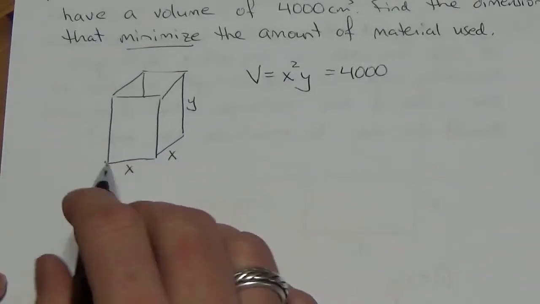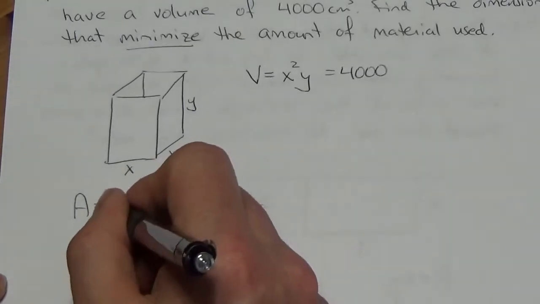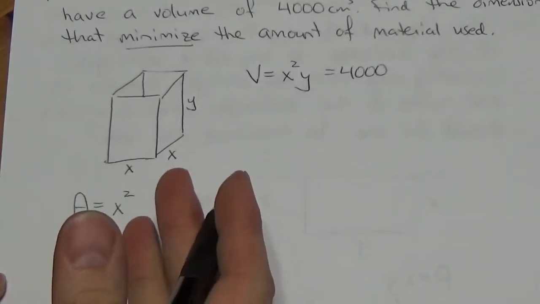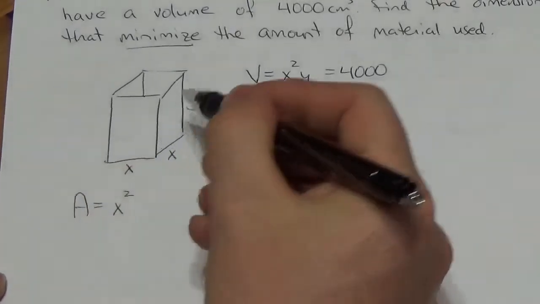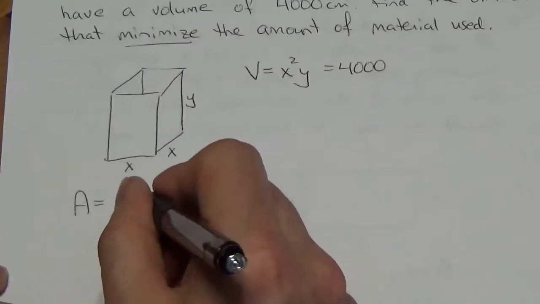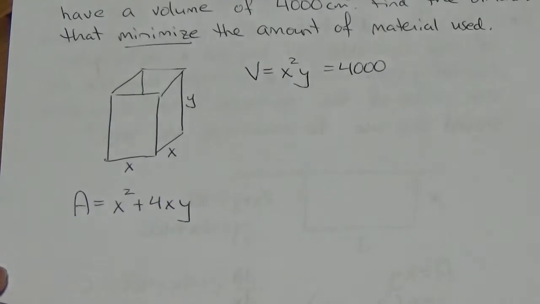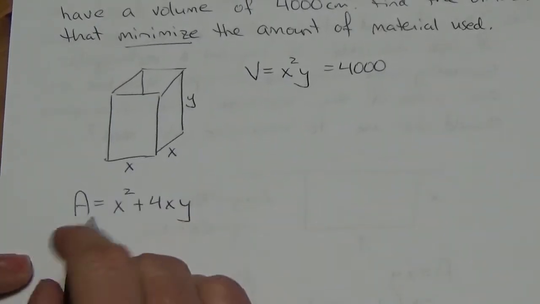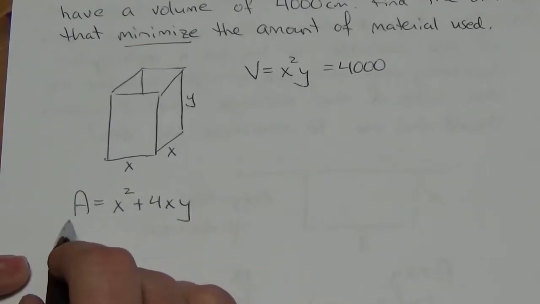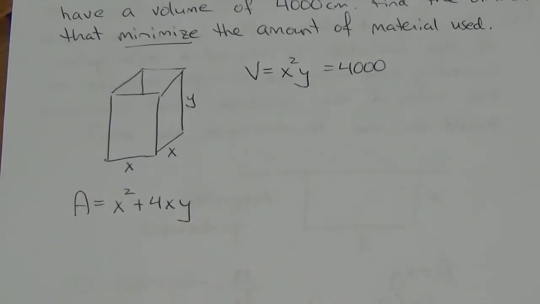So my surface area is going to be, first of all, x squared. That is going to be the base. And then each one of these sides is going to be exactly the same, and there are 4 of them. So 4xy. Now, I am going to take the derivative of my area function. This is the variable that I want to find the minimum of. This is the variable that I'm going to take the derivative of.